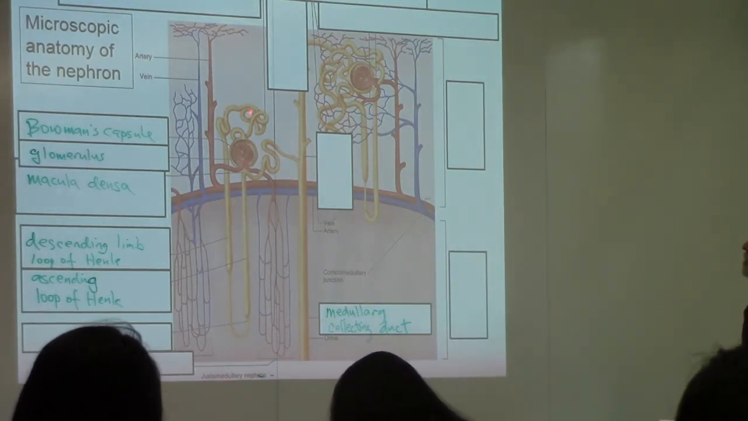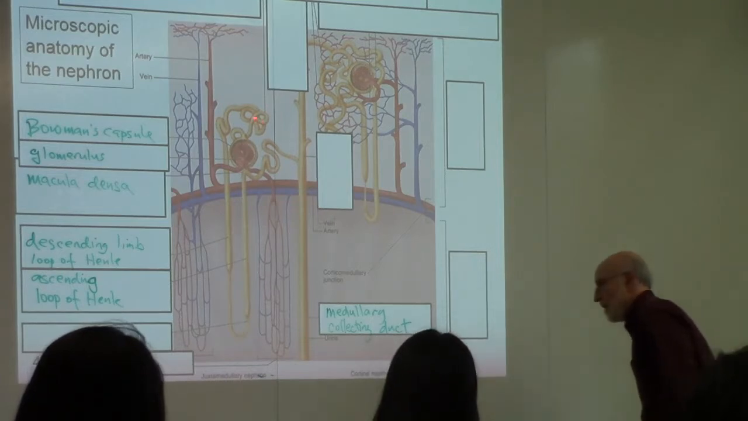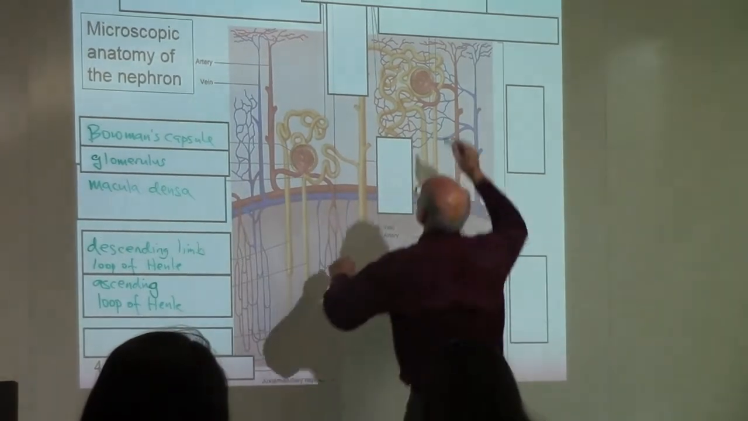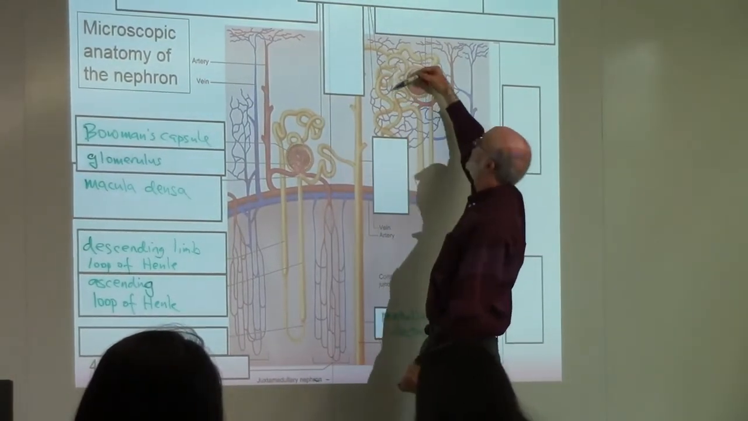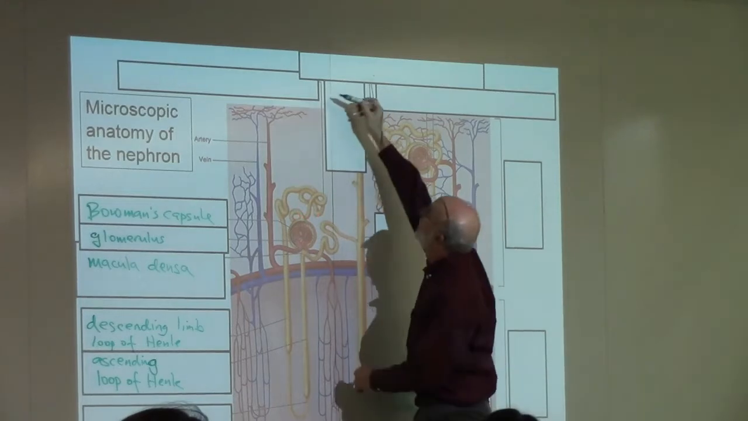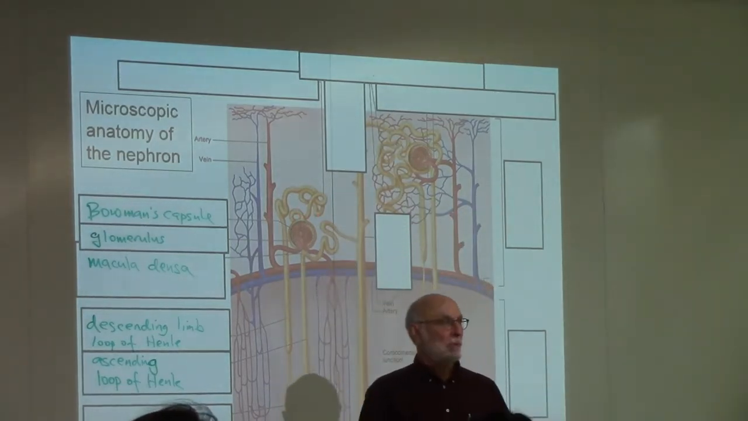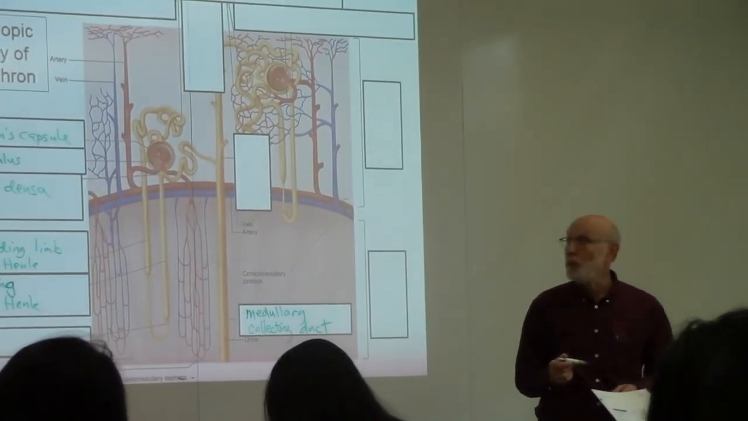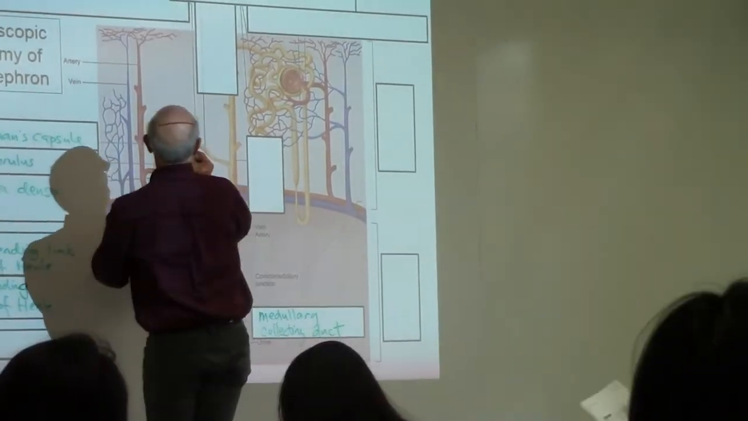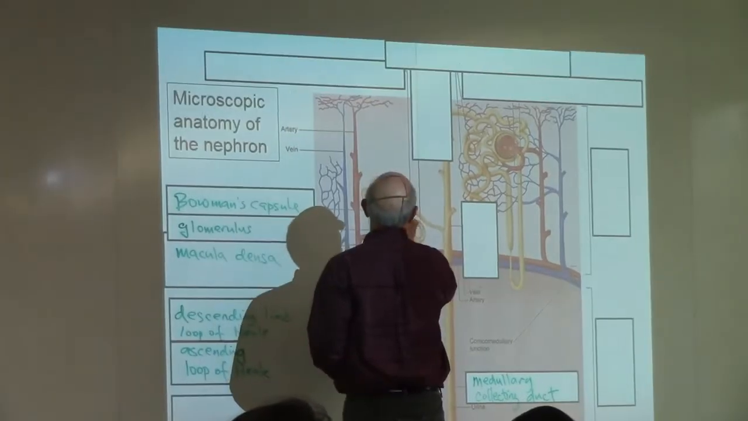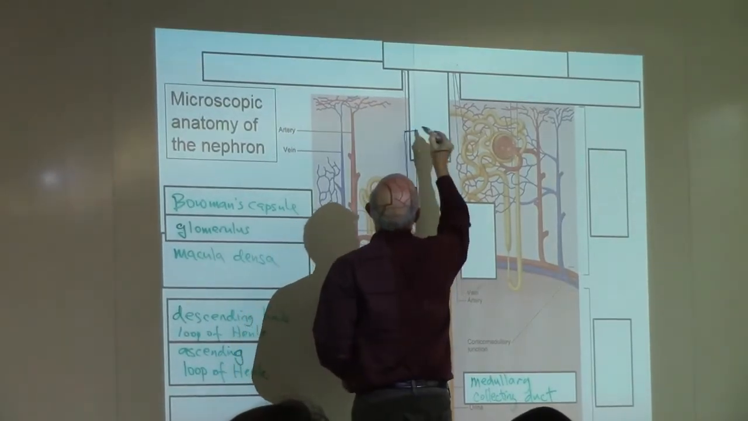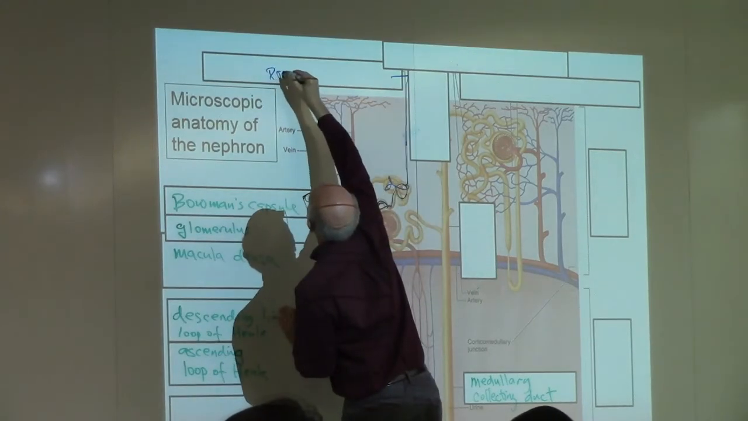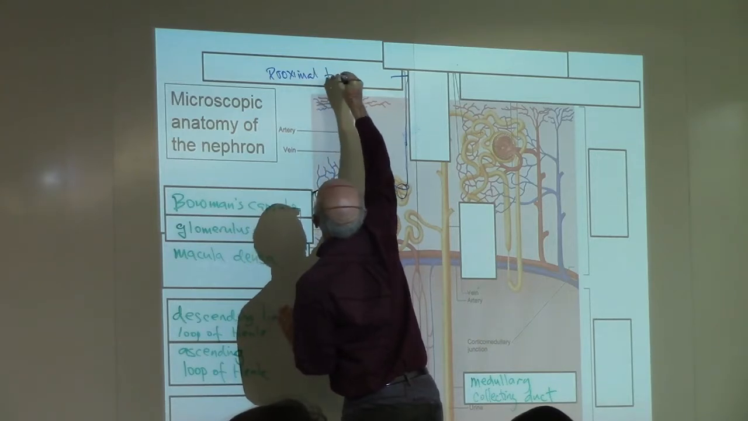This is the proximal convoluted loop, or tubule? Tubule. I'm not sure I can reach it. So you're pointing, it's this one here? No, it's this one here. Okay, proximal tubule. You can call it proximal convoluted tubule, or you can just call it the proximal tubule. This here is the proximal tubule.